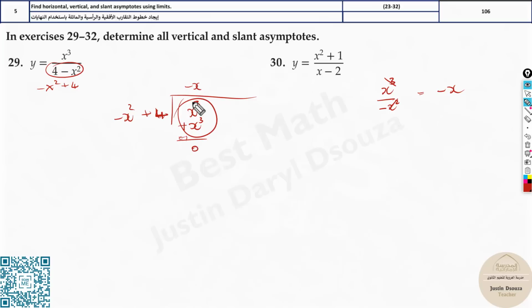x squared times x is x cubed. That's the answer. It changes its sign at 0, right? This is the answer over here, whatever is there. So this is the slant asymptote. Slant asymptote y is minus x for this particular problem.